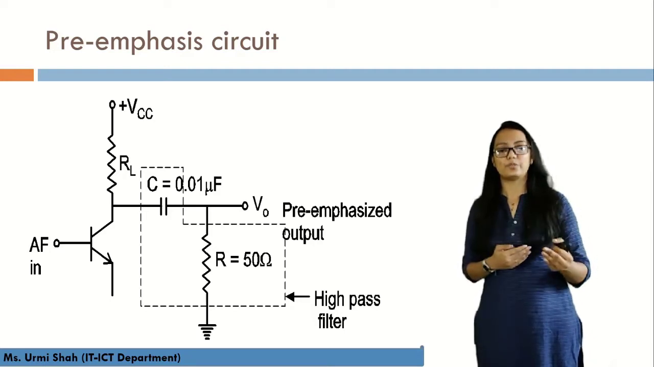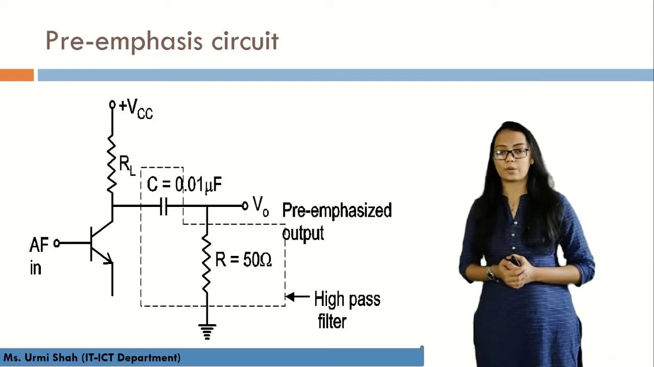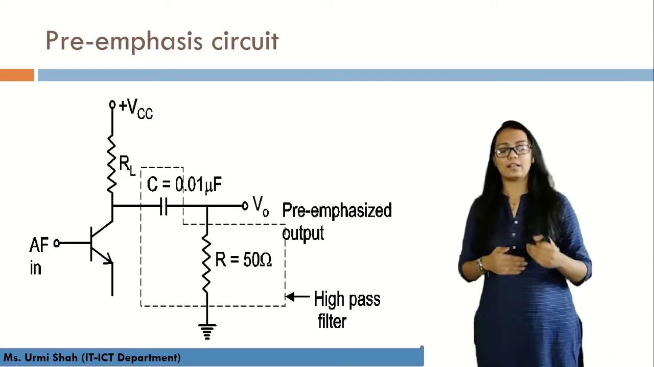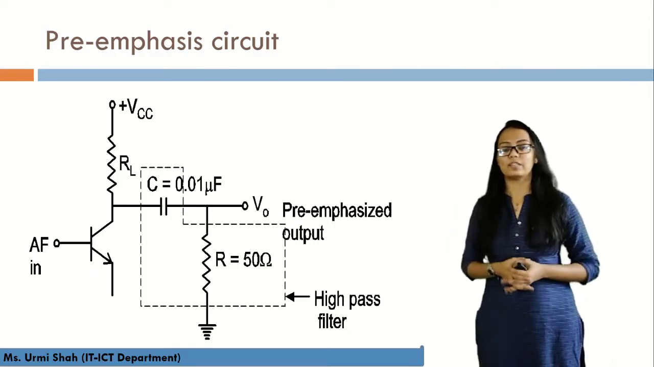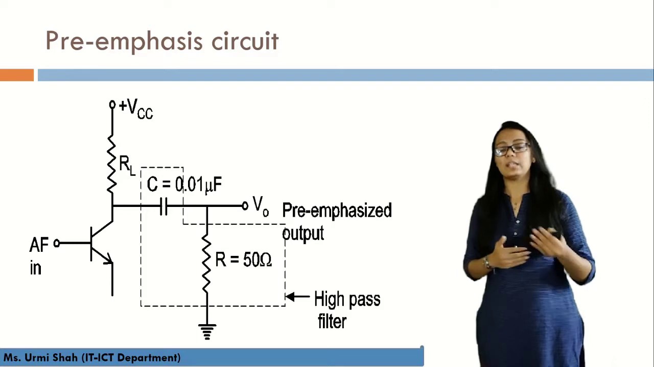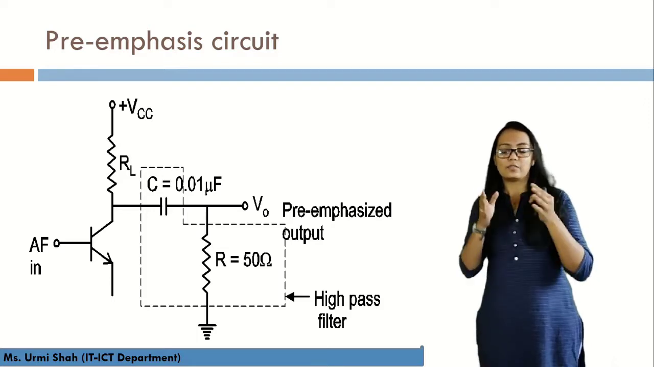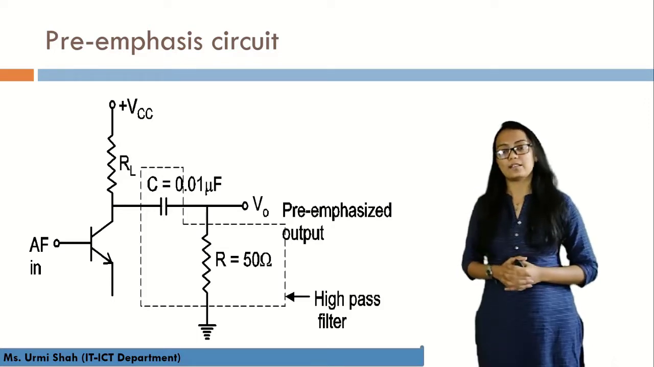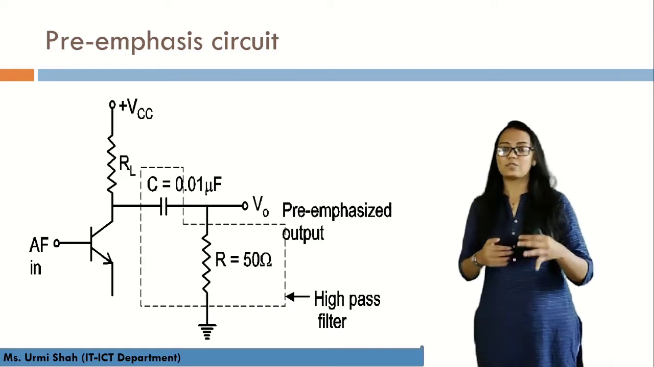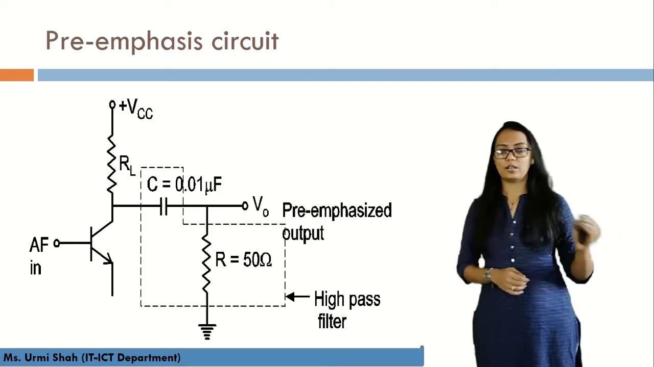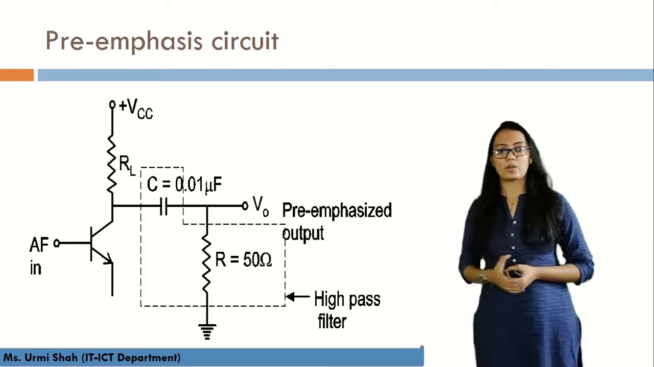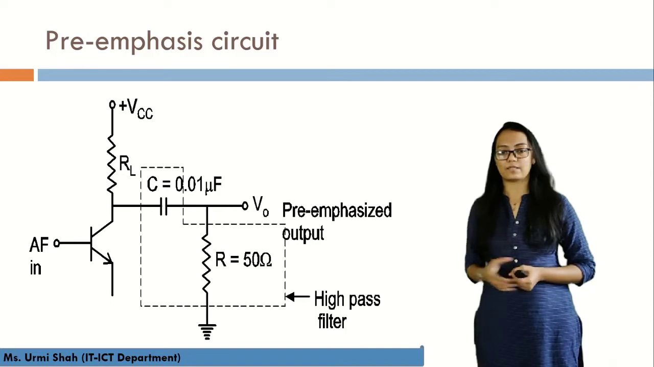If you want to perform the preemphasis process, you require this many blocks so that you can achieve a preemphasized output from the high frequency input. It passes through the high pass filter and passes only those high frequencies which we desire to pass from the transmitter end to the receiver end. So this process is known as preemphasis.